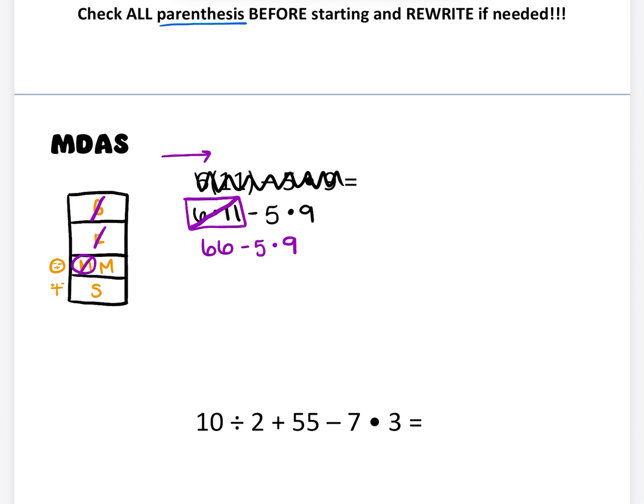So now that I have done that first multiplication, I can get rid of it and move on to my second multiplication. Notice I did not go to the subtracting yet. I am still on this row right here. We work our way down. So I am not on subtract yet. I am still on multiply.